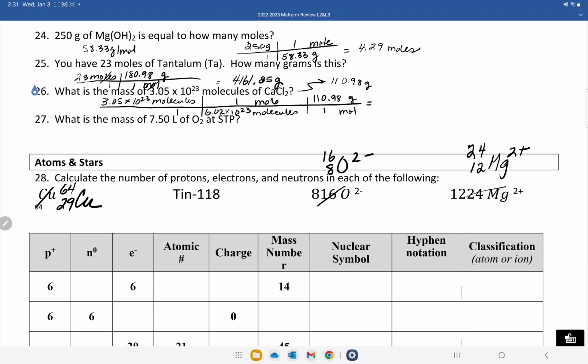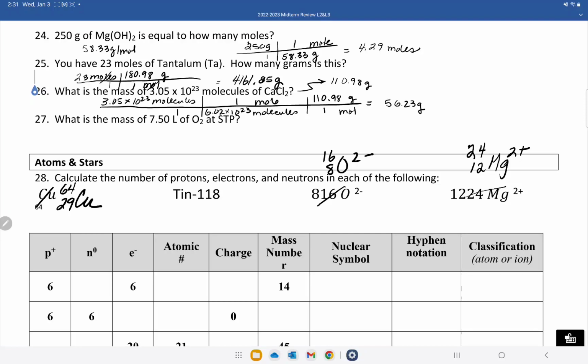110.98 grams. Now multiply across the top, multiply across the bottom, divide top by bottom, and I get 56.23 grams. If you get like 10 times 10 to the 46th, you've done something wrong. You don't know how to use your calculator, so make sure you know how to use your calculator to get the correct answer.